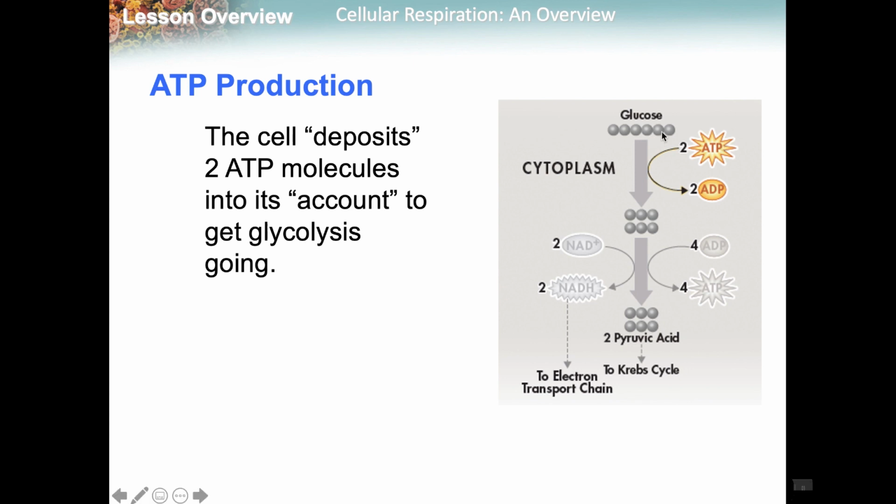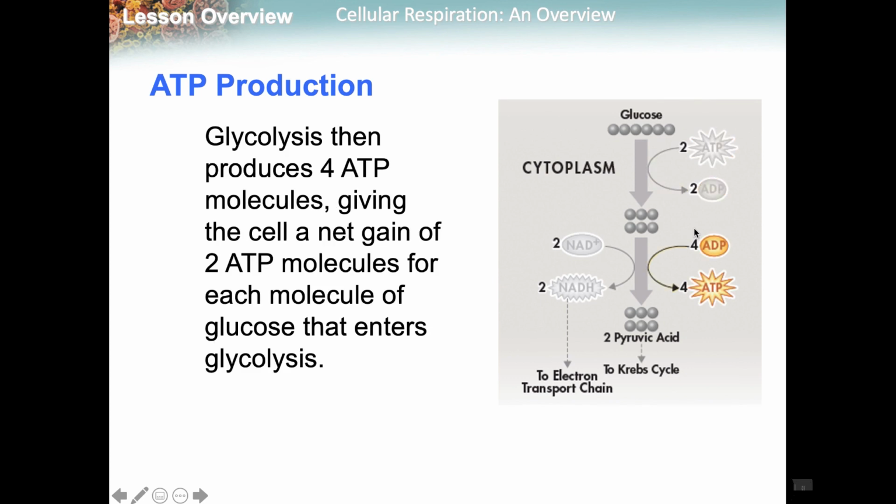2 ATP are going to be deposited, and afterwards there's going to be 4 ATP made. So this is basically the same idea of you lending somebody 50 cents and you want interest back, so you get back $1. You didn't actually earn $1, you only earned about 50 cents of it. So same idea is happening here. 2 ATP are deposited, 4 ATP are given back, then you only made 2 ATP.